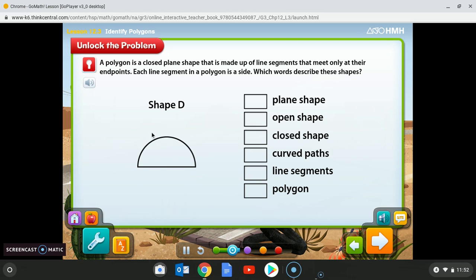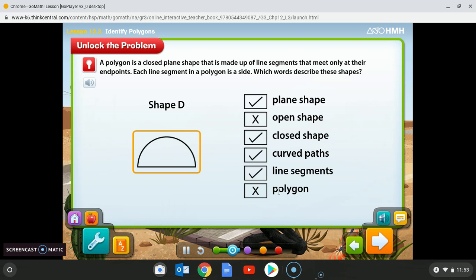This is called a semicircle, which means half of a circle. So, is this a plane shape? Can you draw this on your paper? Yes, you can. Is it open or closed? The answer is closed. Do you see curves? Yes. Do you see line segments? Yes. But friends, this cannot be a polygon because it has curved paths.